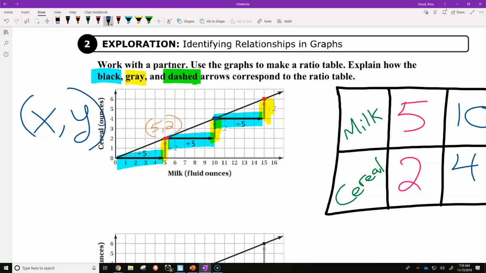Alright, so X and Y. In algebra, we're always going to work off that way. So, we identified the point. We went 5 over, 2 up. This coordinate point, we went 10 over, 4 up. This one, we went 15 over and 6 up.